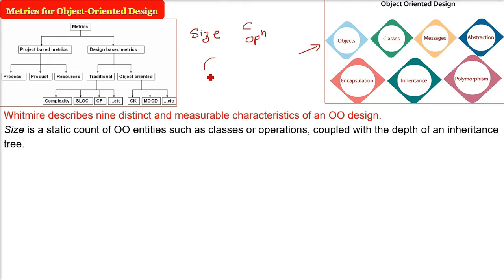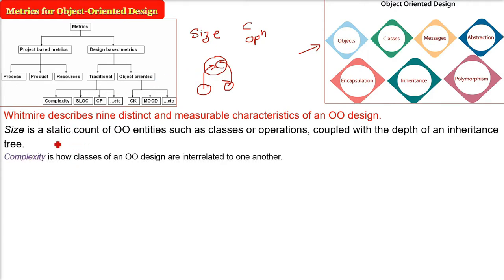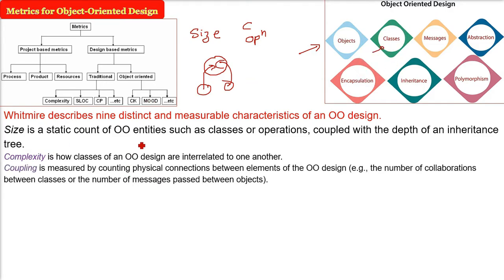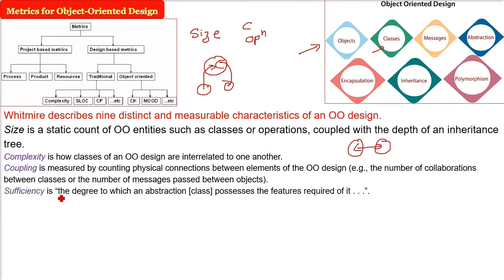So what I'm trying to suggest here is that there are certain distinct characteristics, and those characteristics can be the basis of metrics for the object-oriented design that Whitmire has suggested. For example, complexity. Complexity is all about how classes of an object-oriented design are interrelated to one another. Coupling is measured by counting physical connections between elements of the object-oriented design, for example, the number of collaborations between classes or the number of messages being passed between objects.